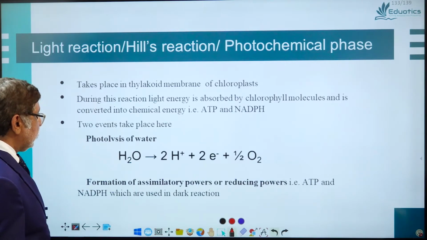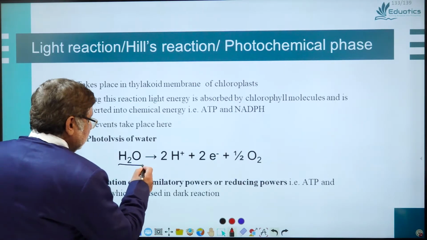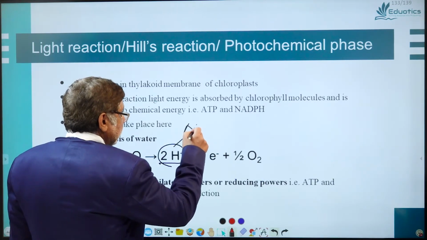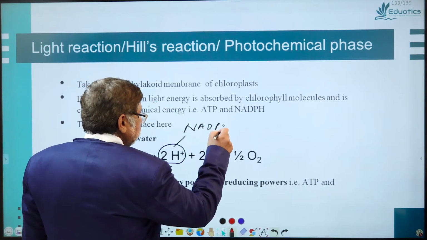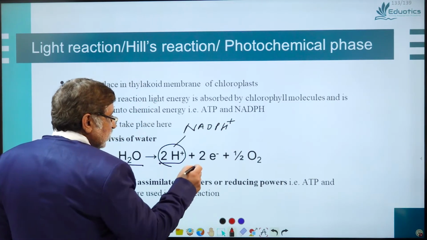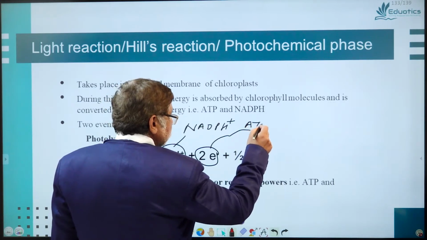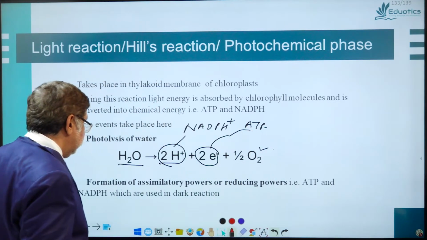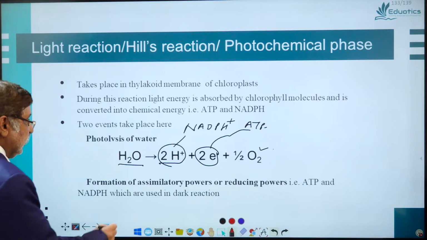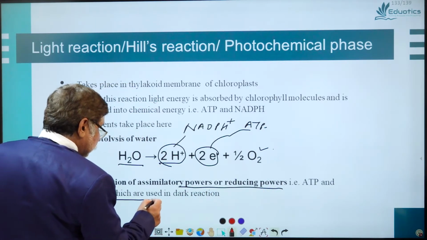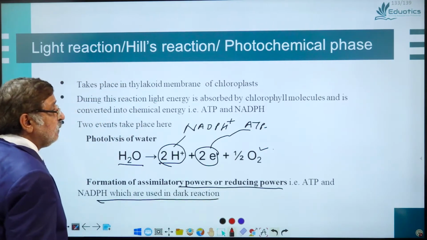This is how they are showing that water is splitting in the presence of sunlight to form hydrogen ions. They will be taken up by NADPH. These electrons will jump from one center to another to produce ATP, and oxygen is released. The assimilatory powers or reducing pairs, that is ATP and NADPH2, are used in dark reactions.